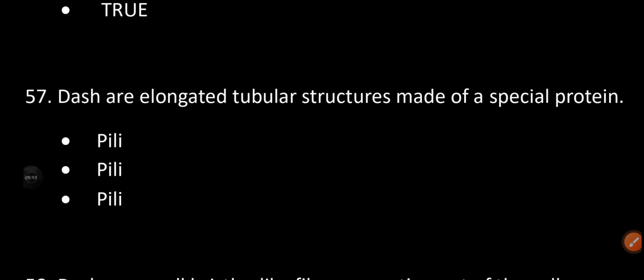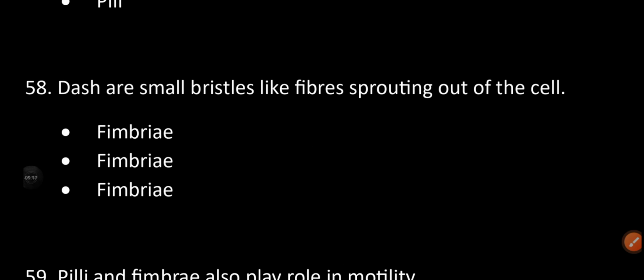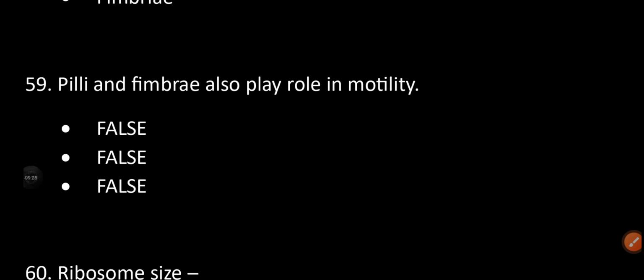Dash are elongated tubular structures made of a special protein. Pili. Dash are small bristle-like fibers sprouting out of the cell. Fimbriae. Pili and fimbriae also play a role in motility. False.